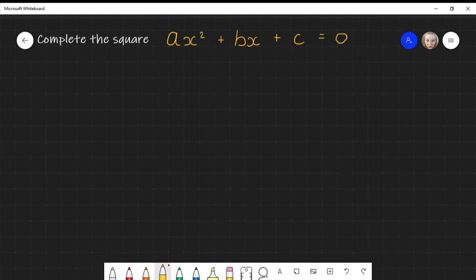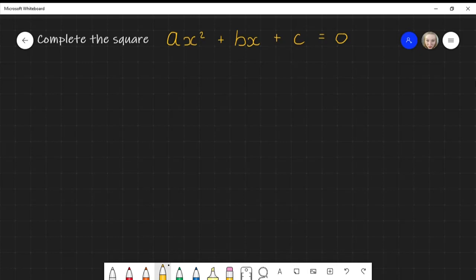So I'm going to start with this generalized quadratic equation, and we're basically just going to do the method that we did in the examples. We're just going to complete the square, use that method, and it will give us a general formula. So we begin by focusing on just the x terms.